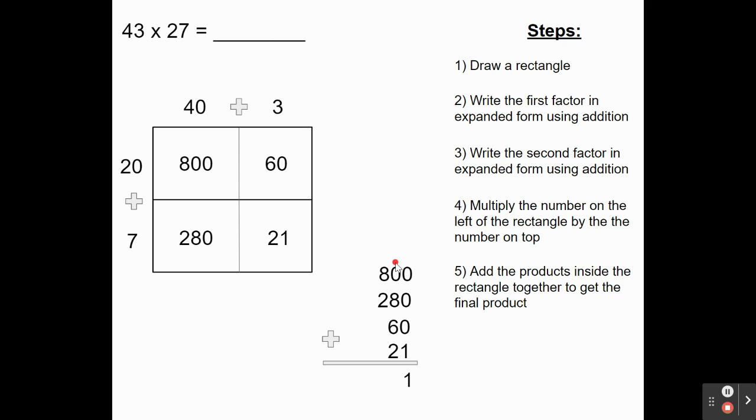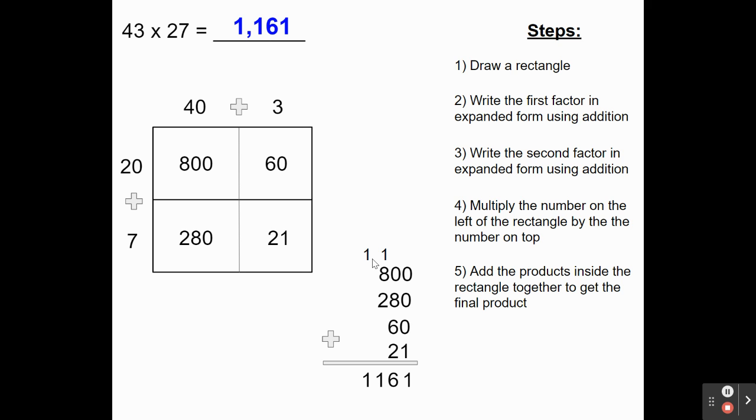In the tens place, 8 plus 6 is 14, plus 2 more is 16. So we have a 6 in the tens place, and we're going to regroup the 1 to the hundreds place. Now when we add the hundreds place, we have 1 plus 8, which is 9, plus 2 is 11. So we're going to put 1 in the hundreds place, regroup the other 1 to the thousands place. 1 plus nothing is 1. So our final answer is 1,161.